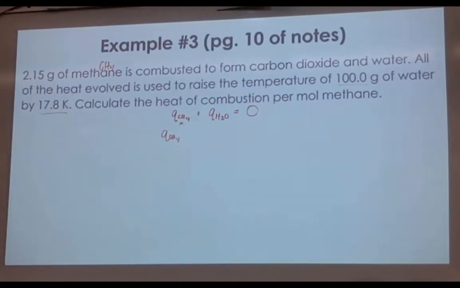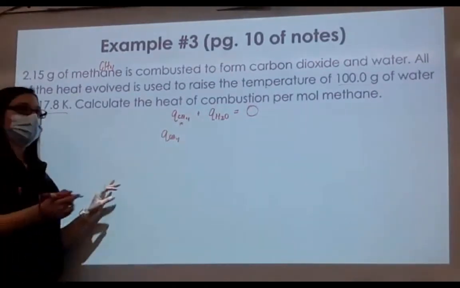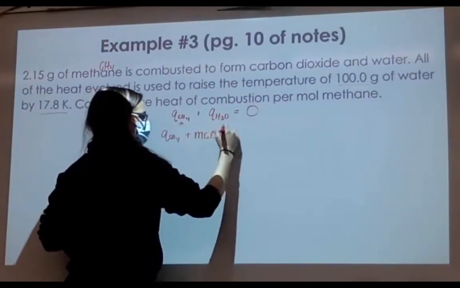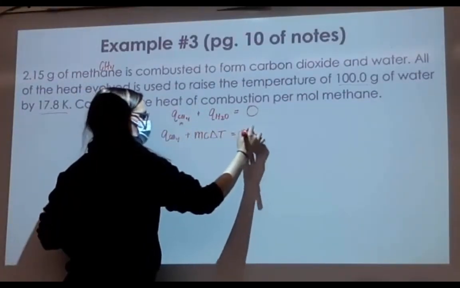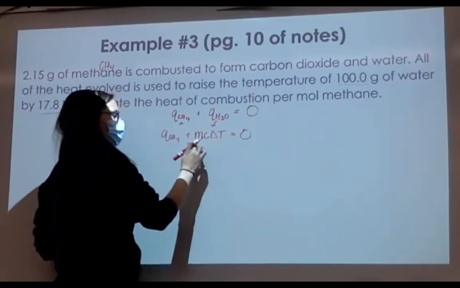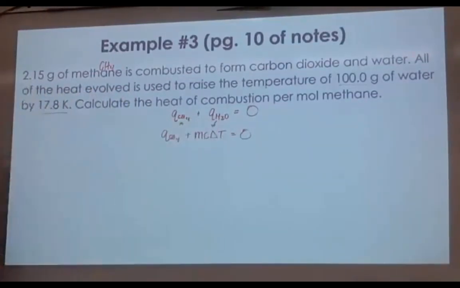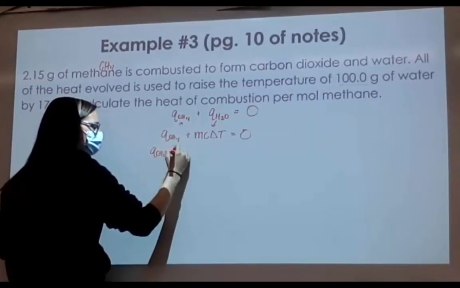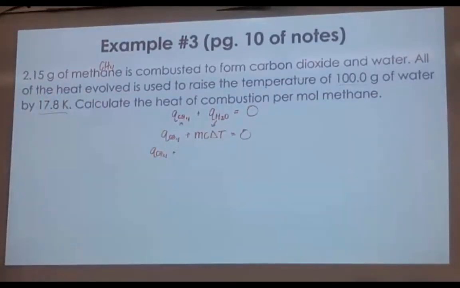Which means I should be able to plug information in for Q of H2O. Q is M times C times delta T. All of these variables need to describe the water. You could rearrange the equation right now if you wanted, but again, I'm just going to wait. So again, I'm solving for Q of methane. I'm leaving it alone. What was the mass of water given in the problem?